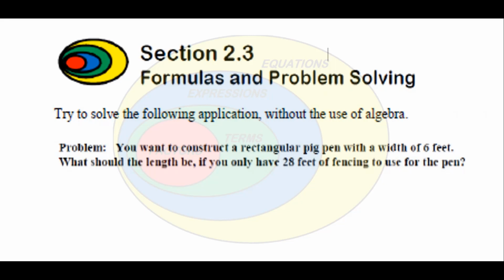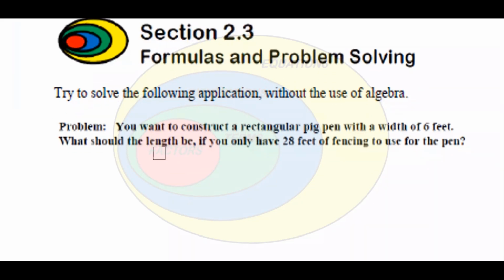It's pretty basic, but I want you to solve this before you move on in the video. Solve this without the use of algebra. So the problem is you want to construct a rectangular pig pen with a width of 6 feet. What should the length be if you only have 28 feet of fencing to use for the pen? And I want you to solve this without using algebra, but really pay close attention to exactly how and what calculations you did and when, and why you made those calculations. So pause your video, take some time before you move on.